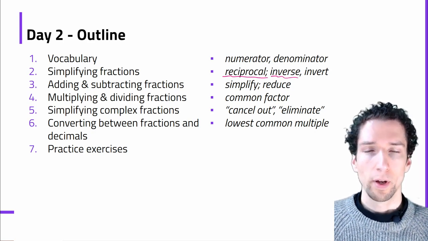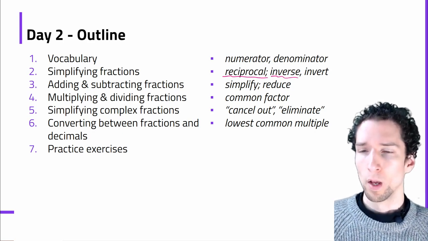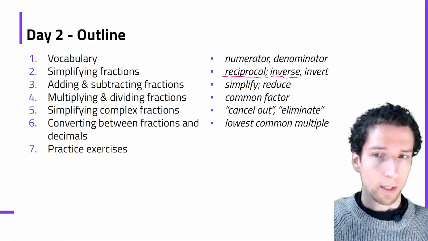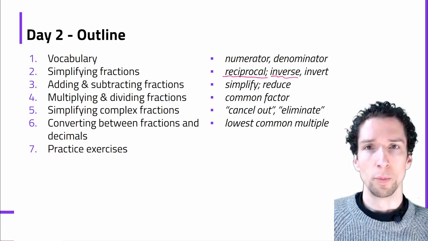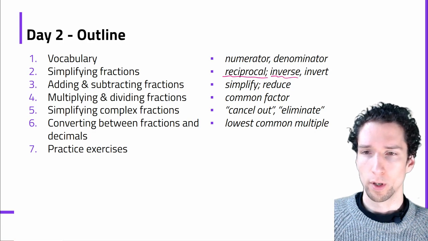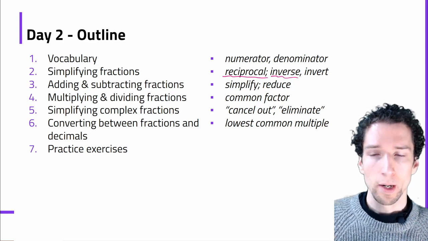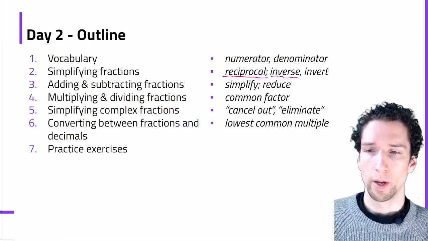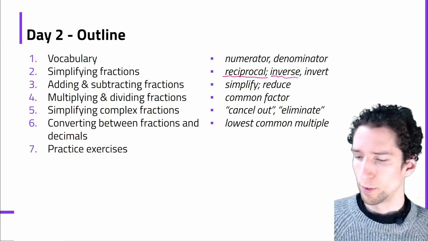We talked about simplifying or reducing fractions to their simplest possible form. Often we do that by finding a common factor, some number that can evenly divide both the numerator and denominator. When we have that, the same number on the top and bottom will cancel each other out, or we can eliminate them to help simplify our fractions. Also, we talked about finding a lowest common multiple when adding or subtracting fractions.